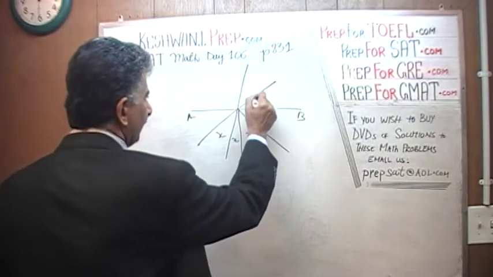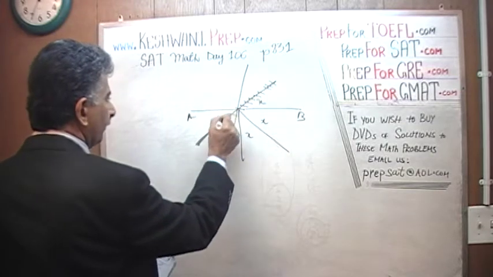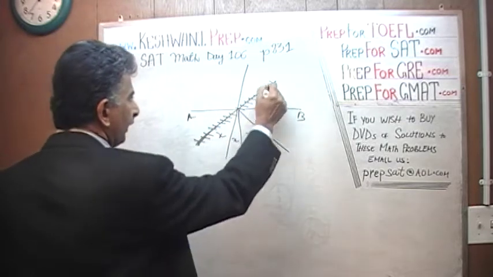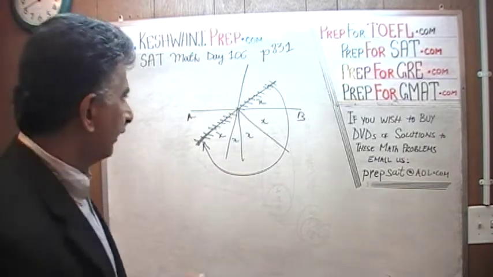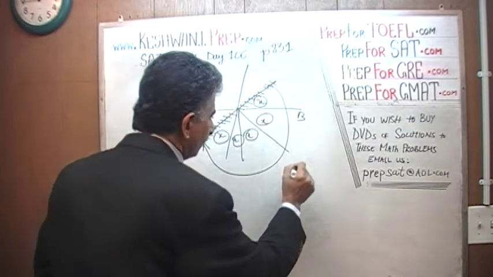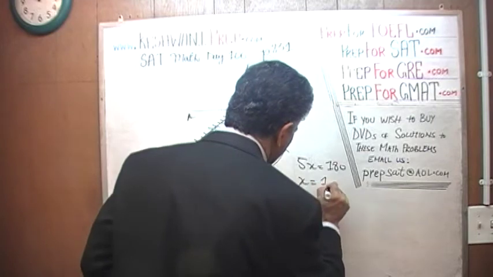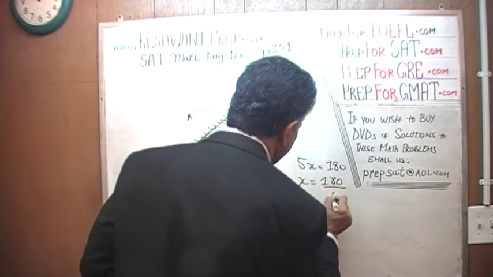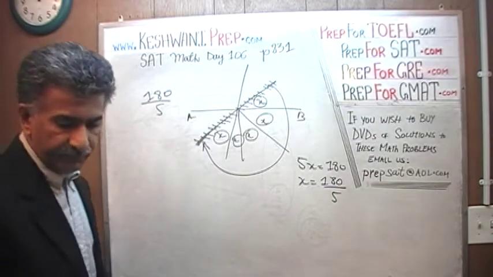This is a straight line here, this line that I'm pointing to. And of course we know that a straight line makes 180 degrees, because a straight line is a semicircle, and it is made up of 1, 2, 3, 4, 5 x's. So 5 x's equal 180. Therefore x equals 180 over 5. Let's see what 180 over 5 is. 180 divided by 5.